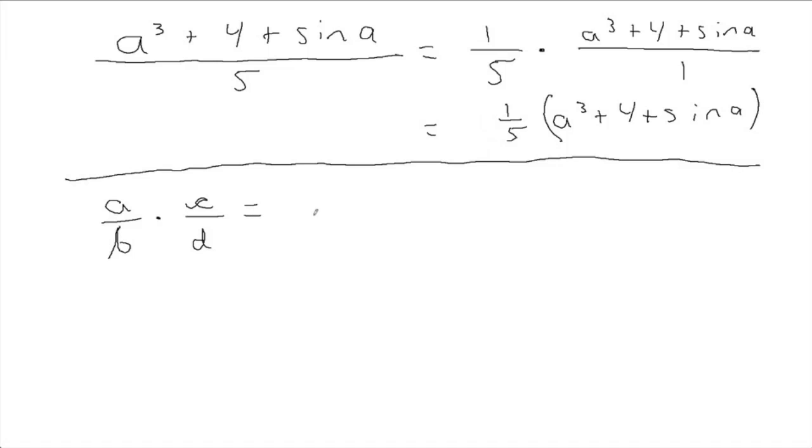How could I re-express this? Can rewrite that as AC over BD. That's right. When you're multiplying fractions, you just multiply the numerators and you multiply the denominators.